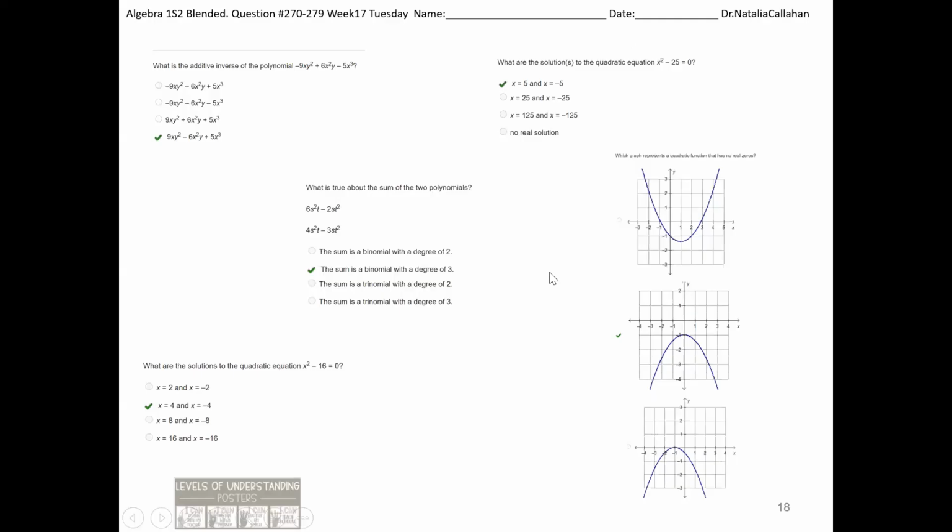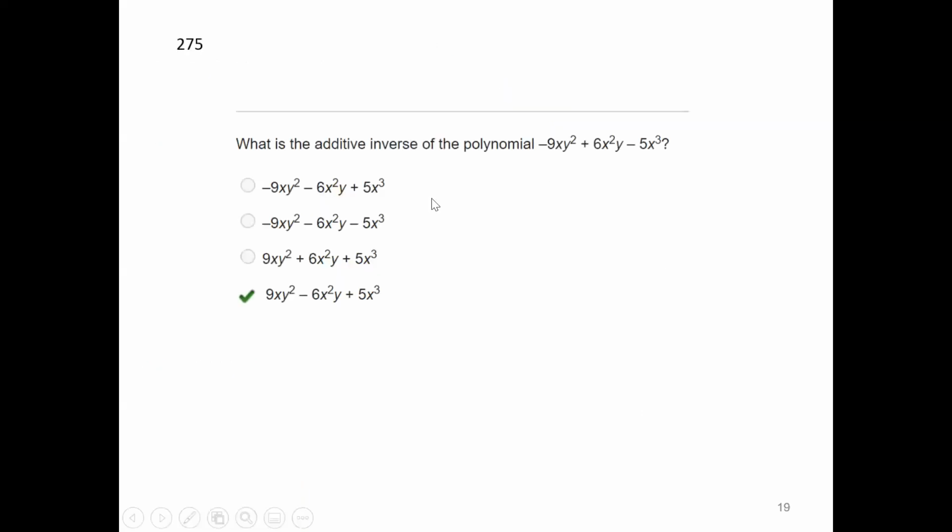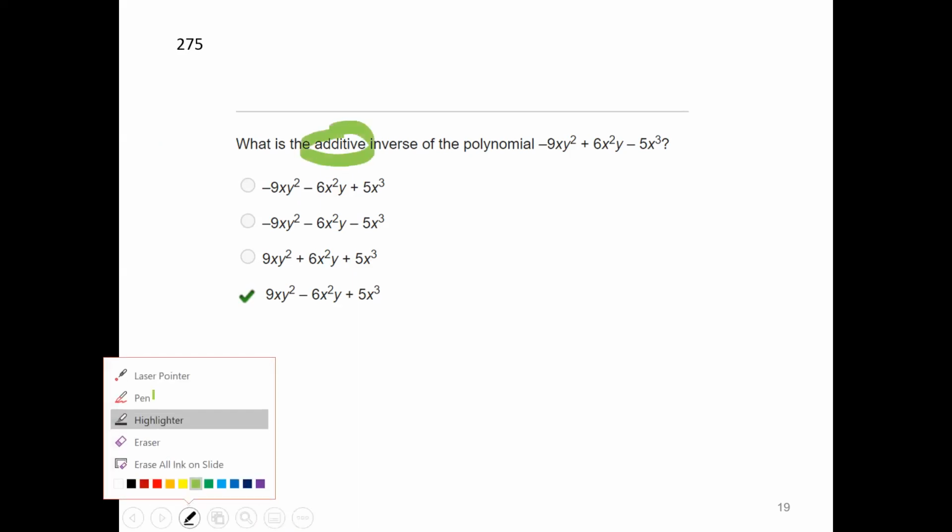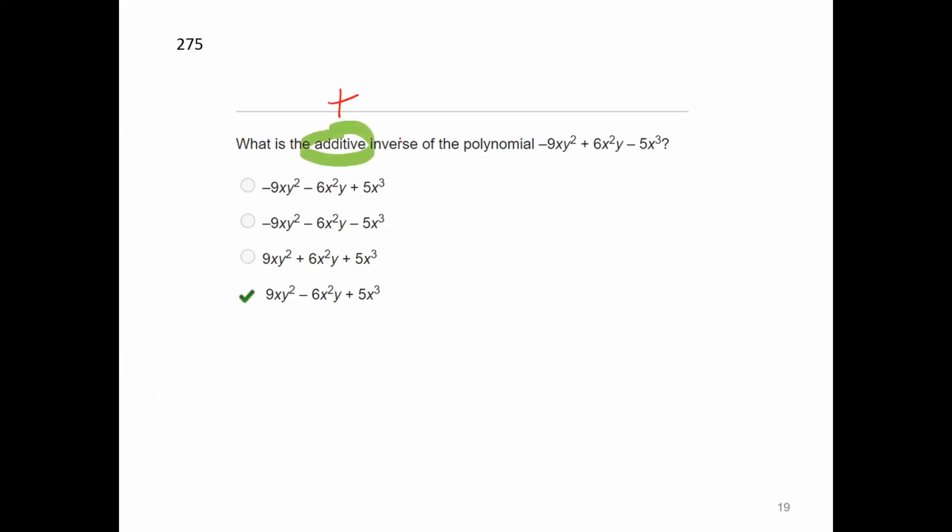We're going to continue with the last 5 questions of 275. So let's take a look at that. This question basically says, what is the additive inverse of this polynomial? Okay. So the keyword here is additive. It means add. Inverse means opposite. So what is going to be the opposite of this?